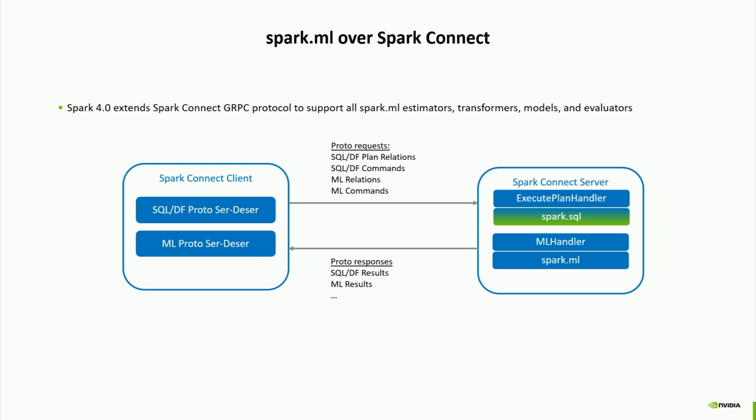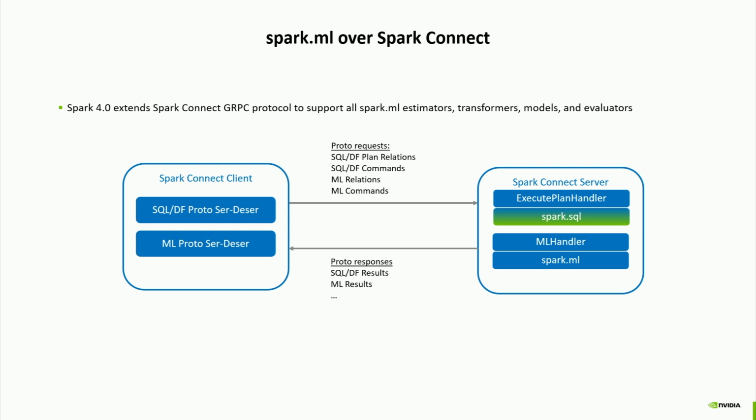Spark 4 developers then went on to extend the Spark Connect protocol to cover essentially all of Spark MLlib functionality. This involved defining new messages to convey ML relations like model transforms, as well as ML commands like the fit command for Spark ML estimators. The Spark 4 PySpark client includes all the functionality needed to serialize and deserialize the new messages based on application code, and also the server response that comes back after the execution.